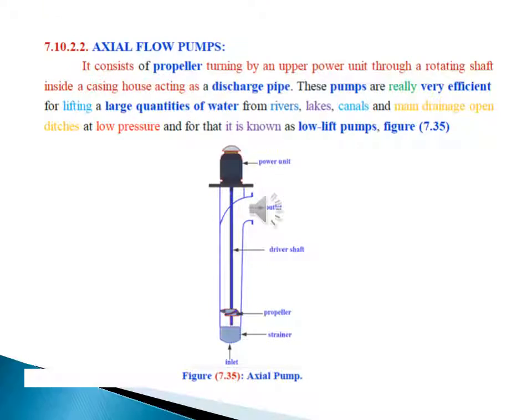An axial flow pump consists of a propeller turned by a power unit through a rotating shaft inside a casing house, acting as a discharge pipe. These pumps are very efficient for lifting a large quantity of water from rivers, lakes, canals, and main drainage open ditches through a few meters at low pressure, and for that reason they are known as low lift pumps, as shown in the enclosed figure.